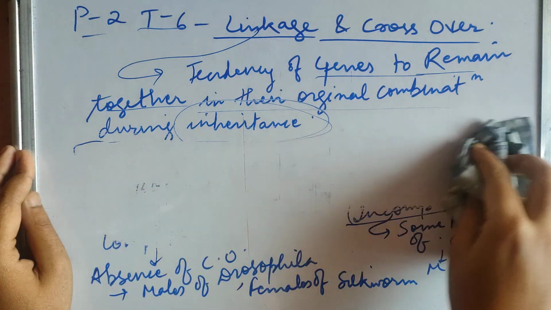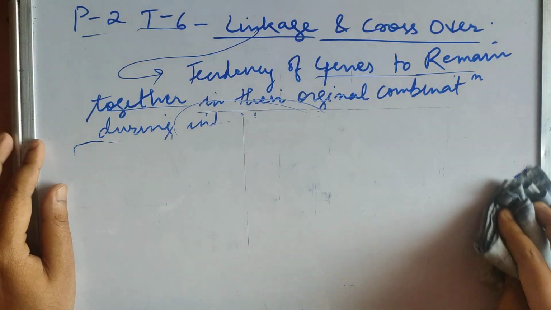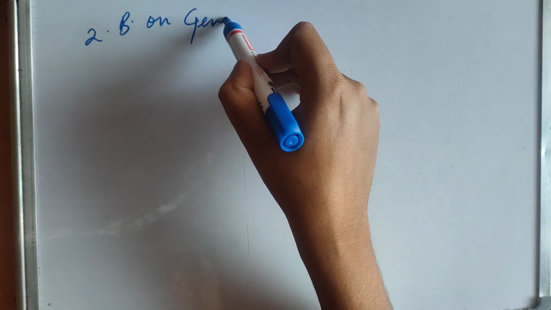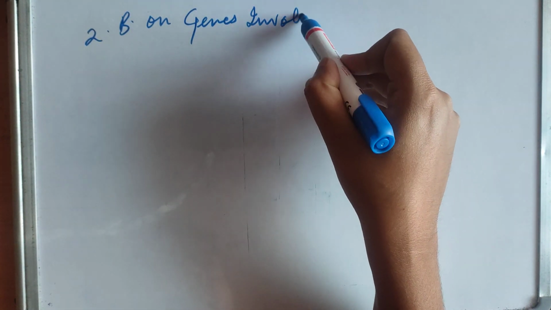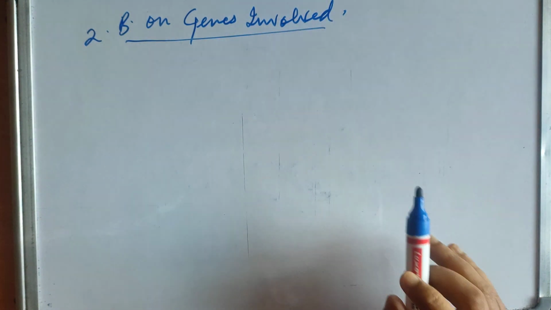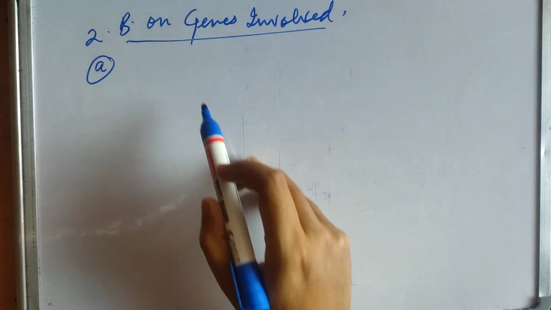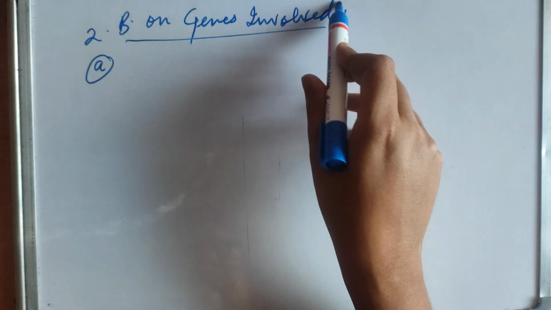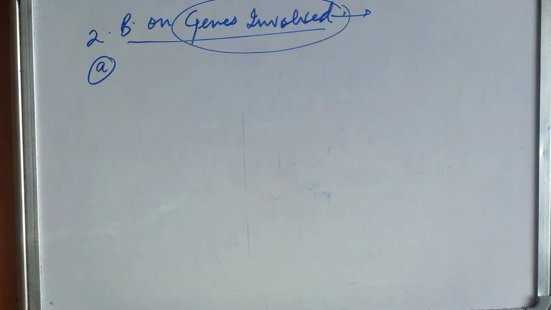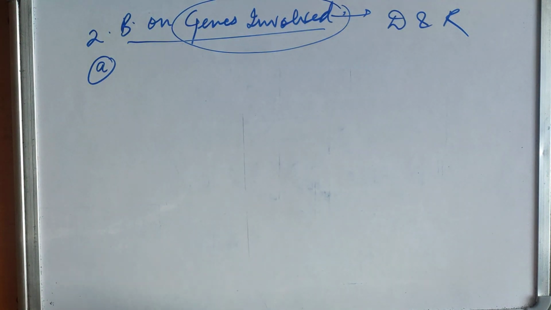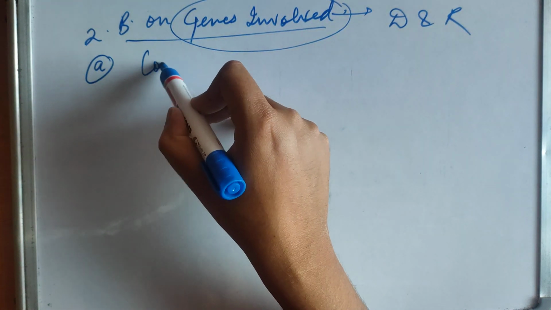Now the second type of linkage is based on genes involved. Here we have also got two types. What kind of genes are involved? Dominant or recessive genes. The first here is the coupling phase.